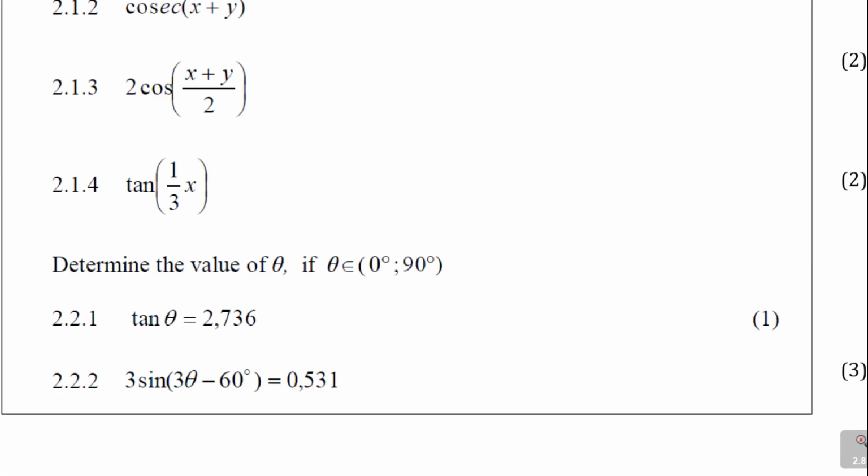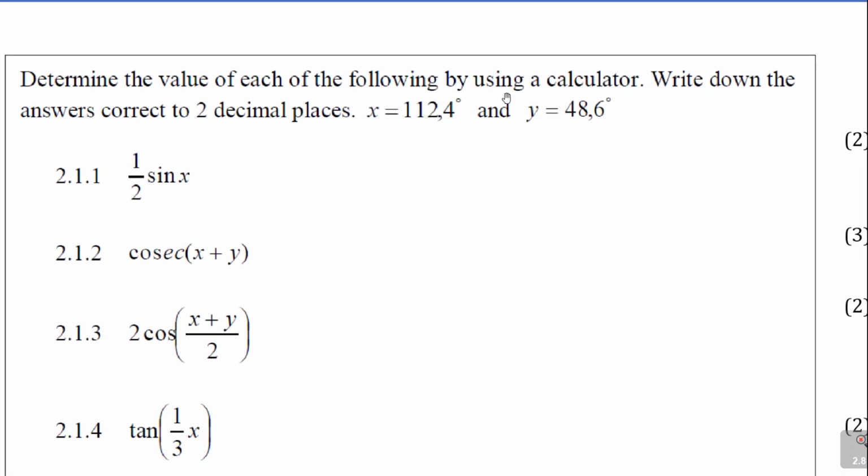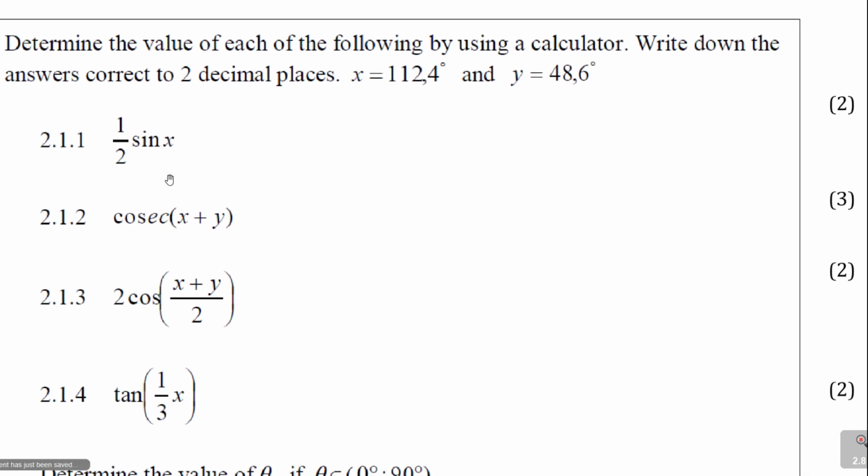And then now, if I say do this for me, determine the value of each of the following by using a calculator. Write the following answers correct to 2 decimal places. x is equal to that, y is that. They give you this. Look at this. You just put x there. You get your answer. Try it yourself. Just try this. You put it there. Then what about this one?